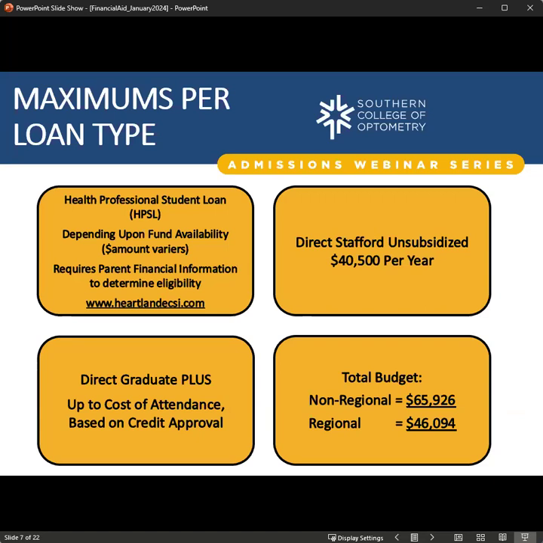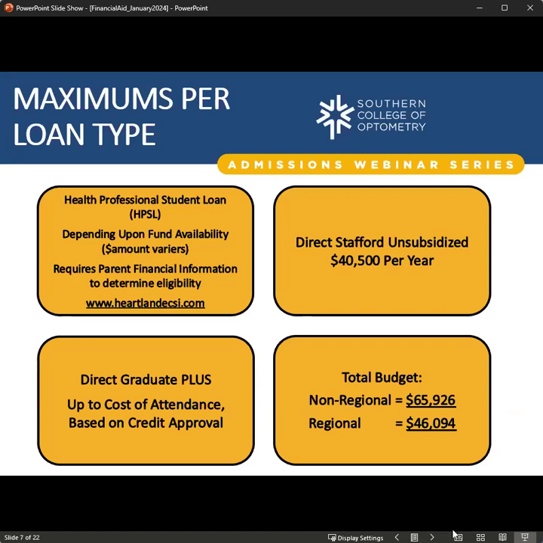The other two loans, I should say, are offered by the Department of Education. One is the direct Stafford unsubsidized loan. That loan you can borrow up to $40,500 per year. And then the direct graduate plus loan. Once we establish your budget, you can borrow up to the cost of attendance based on your credit approval. So this loan does require a credit check.